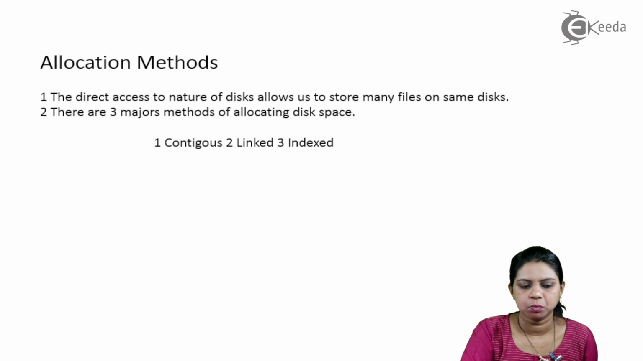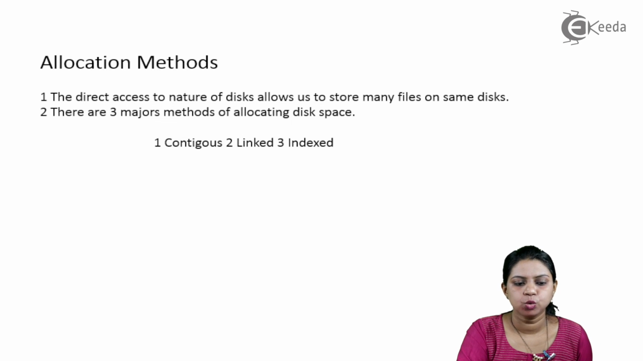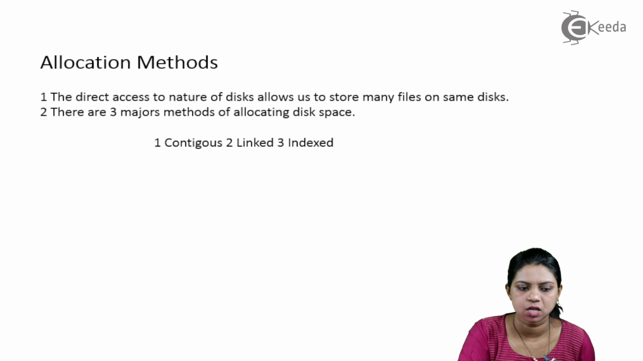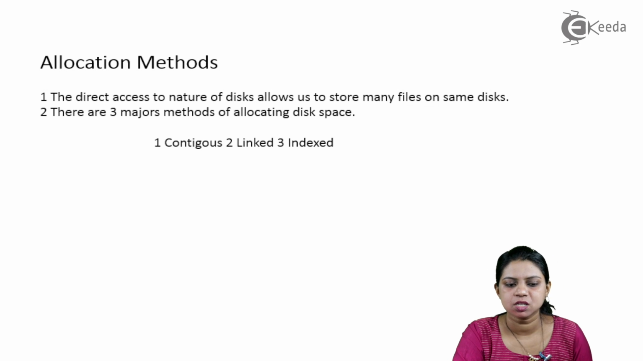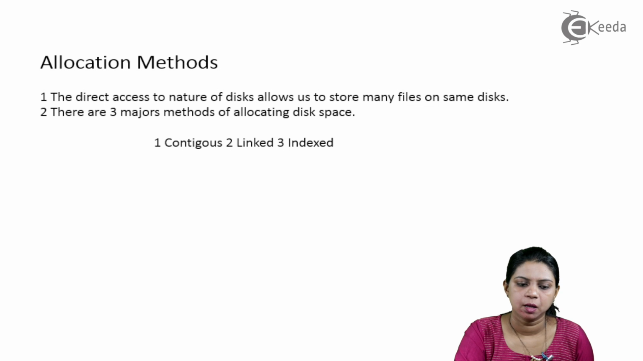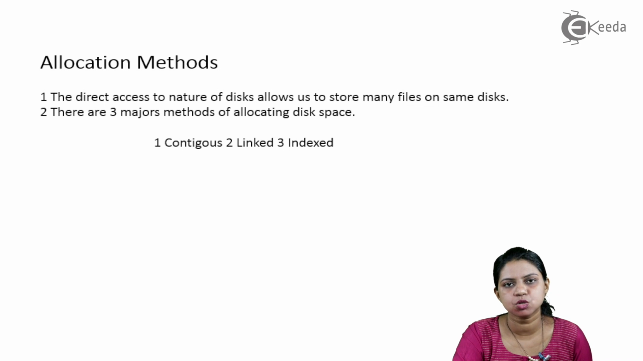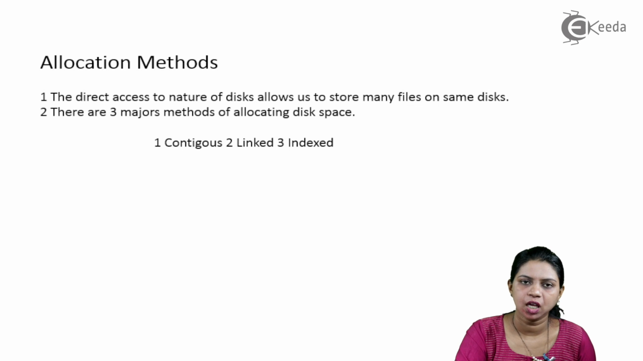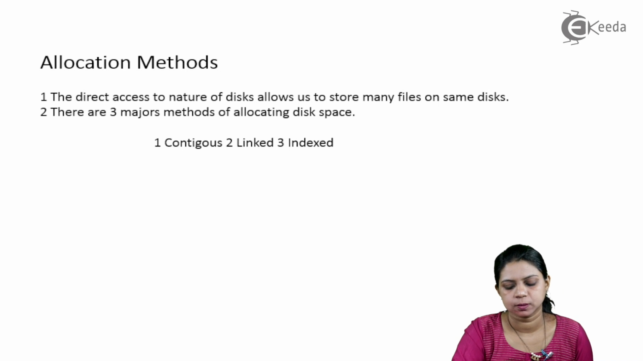Next is allocation method. The direct access nature of disk allows us to store many files on the same disk. So there are three major methods of allocating disk space. Number one is called contiguous, number two is called linked, and number three is called indexed. So we will see each allocation method in detail. So let us start with the contiguous.